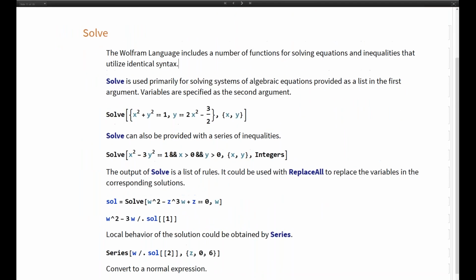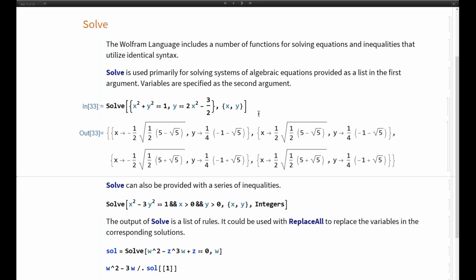A partner to Simplify would be the ability to solve equations and inequalities. Sorry, two words in one there. You'll notice that the syntax for both of these is in fact identical. For example, here we have a pair of equations, and we're just asking the system to solve those equations based on the values x and y, in which case it will now provide us with a series of solutions. In fact, we've got a set of 4 here.